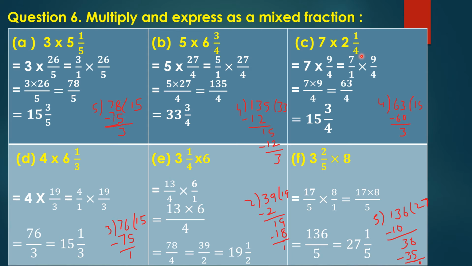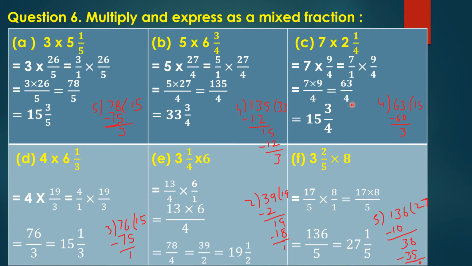Now what we have to do? Yes, we have to convert the mixed fraction into an improper fraction. Therefore 4 2s are 8, 8 plus 1, 9. So this will become 9 by 4. Therefore 7 into 9 by 4 equal 7 by 1 into 9 by 4. Very good. Now 7 into 9, because we are multiplying the numerator and denominator separately to get the product of these two fractions, equal 7 nines are 63 divided by 4.